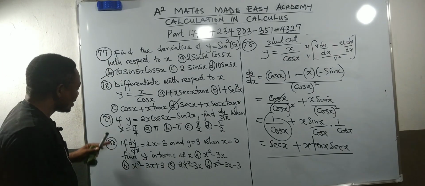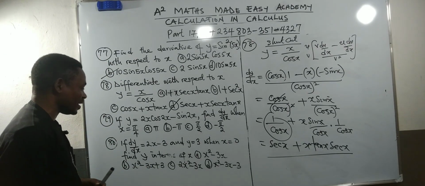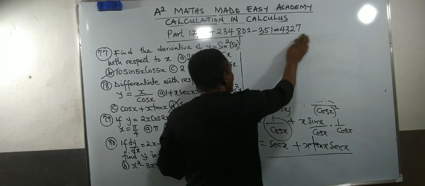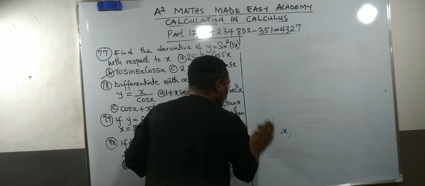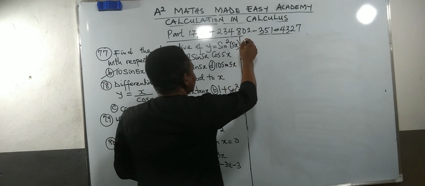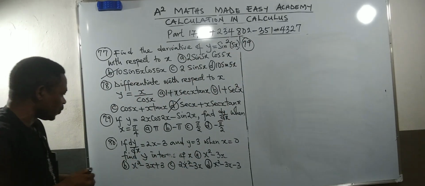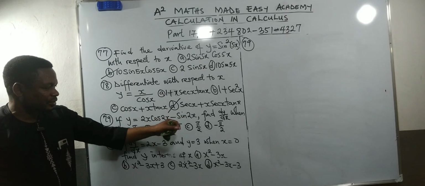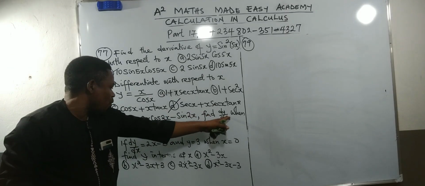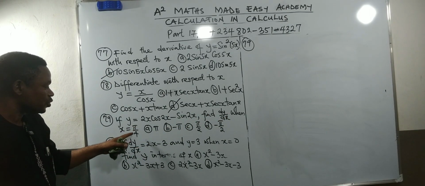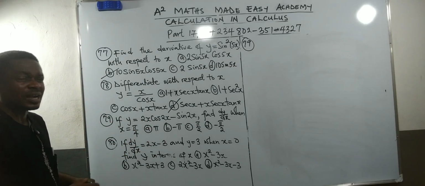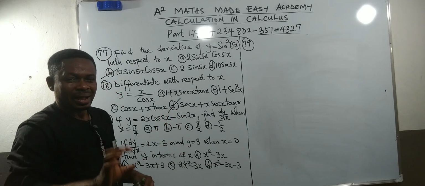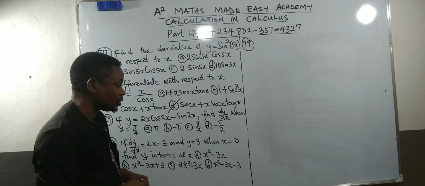Do you understand? Permit me to go to question number 79. What did I say? Question number 79. Then watch. Question number 79. Are you with me? Now can we recite the question? If y is 2x cos 2x minus sin 2x, find dy dx when x is pi over 4. Now, this one can be solved using the calculator method directly. But I will solve it normally. After that, we now introduce the calculator method. Are you ready now?